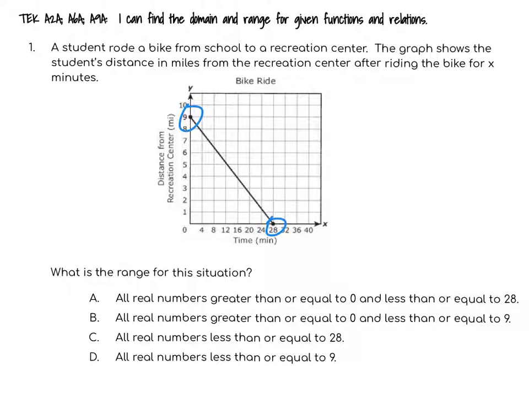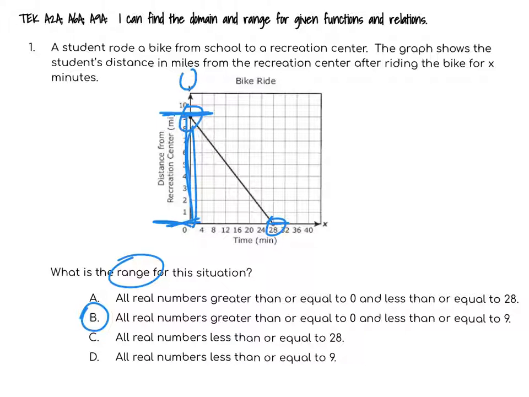So the next thing I need to look at is range. Range is the Y, so that's over here. So I'm looking at this part of the graph here. Okay, the lowest Y value I have is right here at 0, and the highest is right here at 9. So that's all real numbers greater than or equal to 0 and less than or equal to 9.